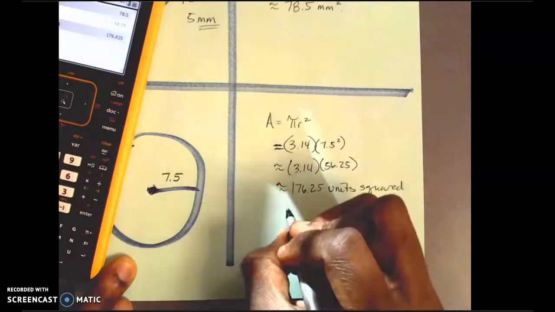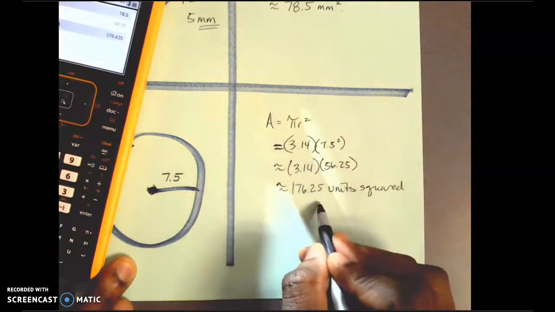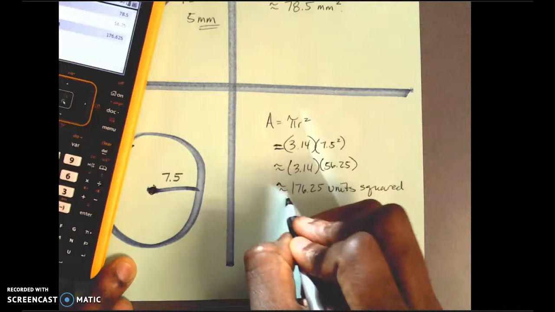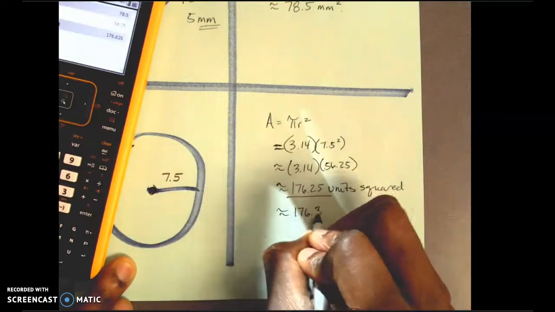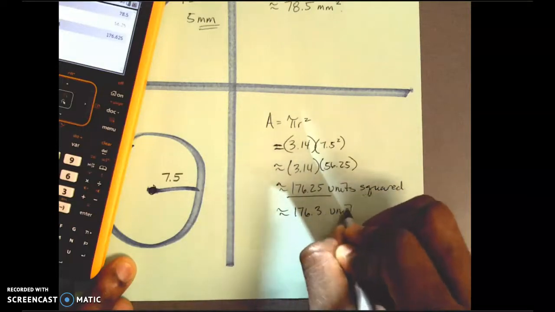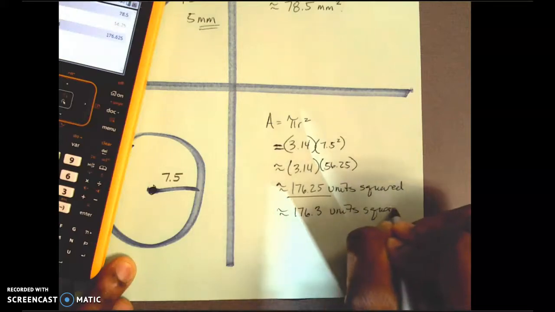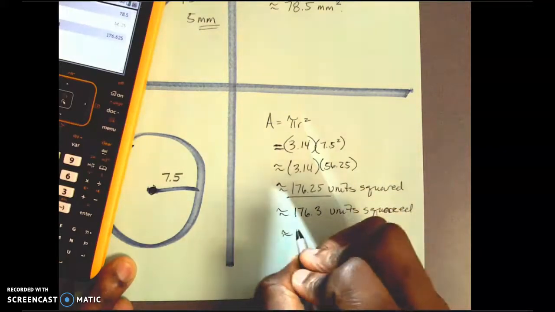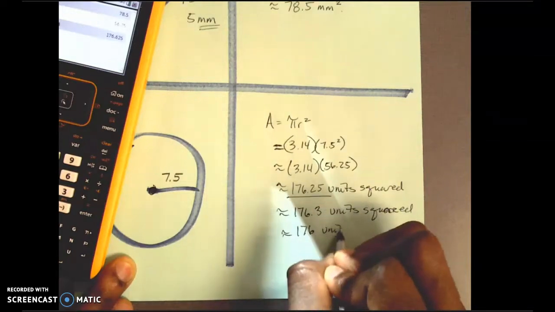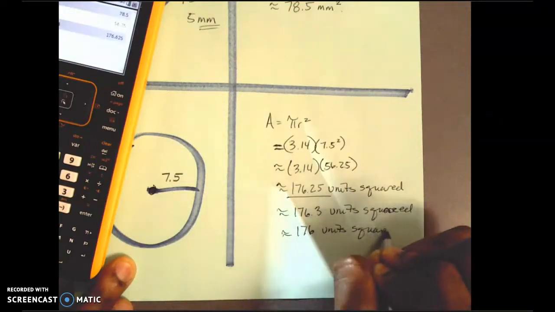Okay, so if they wanted me to round it to the nearest hundredth, I have it already in hundredths. What if they wanted me to round it to the nearest tenth? I'm going to round it to 176.6 units squared. And what if they ask for me to round to the nearest whole number? I'm then going to round to 177 units squared, never leaving off my units.